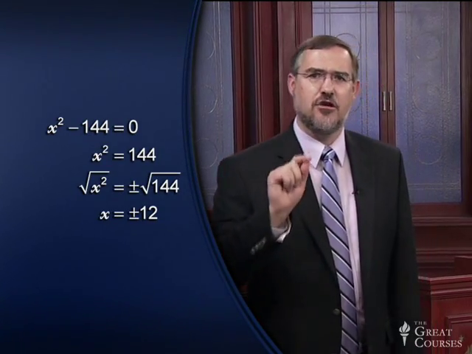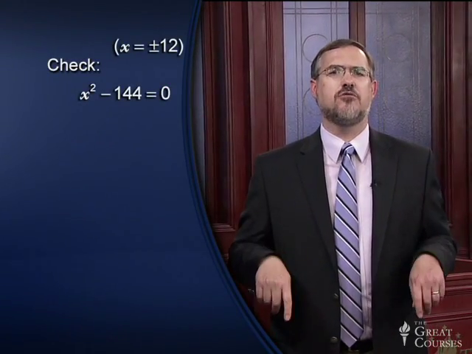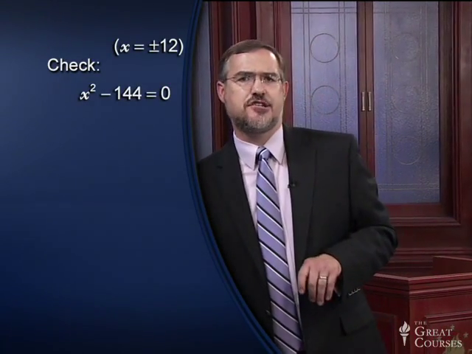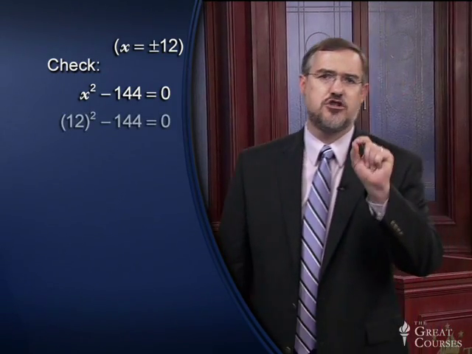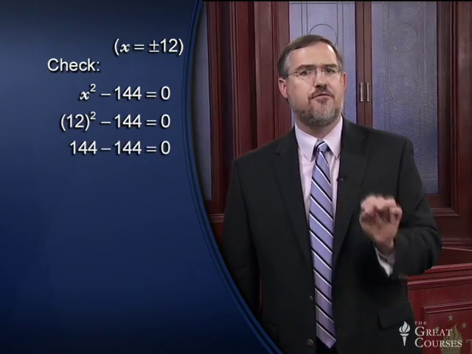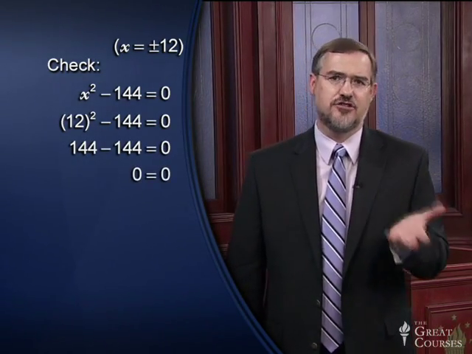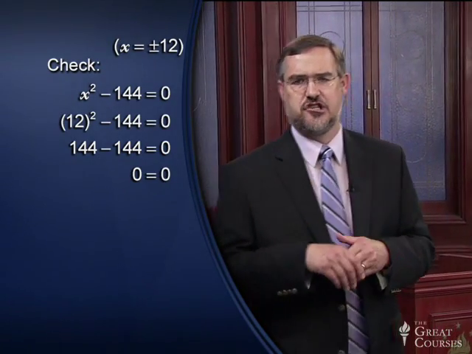Now we could check those quickly just by plugging them into the original equation. Let's do that really quickly. The original equation was x squared minus 144 equals 0. Plugging in a 12 gives me 12 squared minus 144 equals 0. That's 144 minus 144, and that does equal 0. And so that one works out. So x equals 12 is definitely a solution.